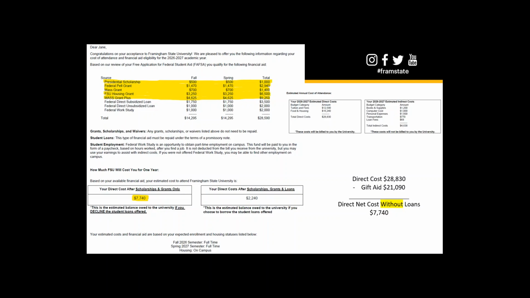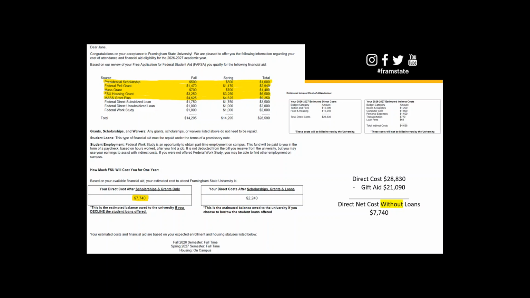Okay, and the total amount of gift aid is $21,090. Then you're going to subtract that from the direct cost. Okay, so our tuition and fees for 26-27 are expected to be $12,590 for the year.